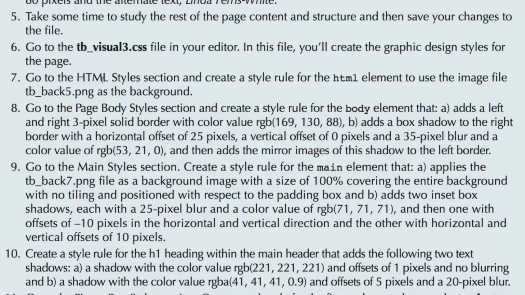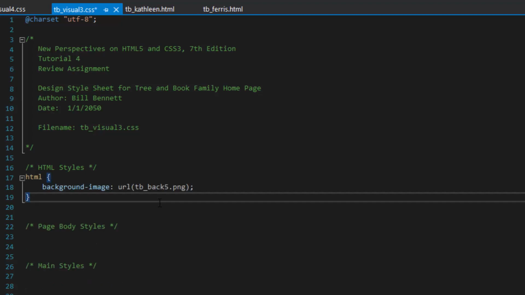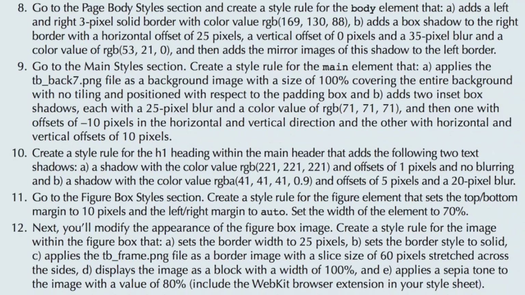So in step 7 now, we'll go to the HTML styles section, create a style rule for the HTML element, and that will be to use the image file tb_back5.png as the background for the page. So underneath of HTML styles, HTML will be our selector, and then the declaration is just simply the background-image property, using the URL function then to point to the actual file that we wanted to be loaded there as the background image.